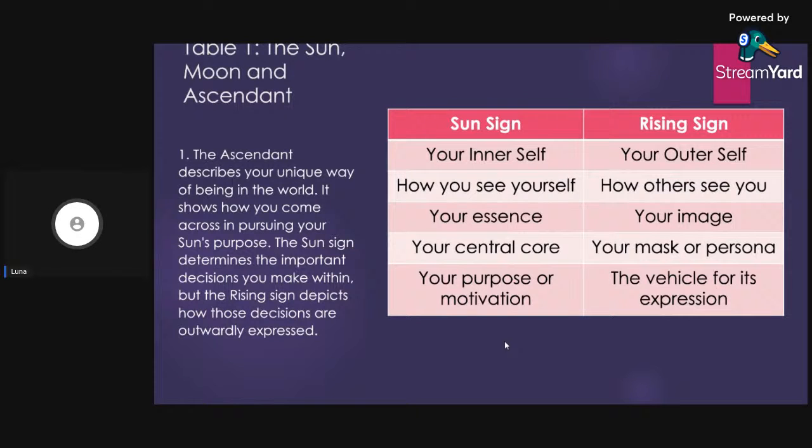The Ascendant describes your unique way of being in the world. It shows how you come across in pursuing your sun's purpose. The sun sign determines the important decisions you make within, but the rising sign depicts how those decisions are outwardly expressed. The sun sign is your inner self, and your rising sign is your outer self. How you see yourself and how others see you. Your essence versus your image. Your central core versus your mask or persona. Your purpose or motivation versus the vehicle for its expression.